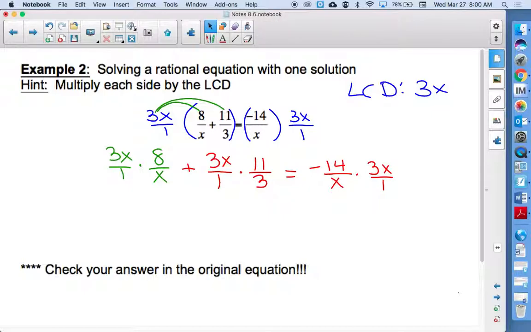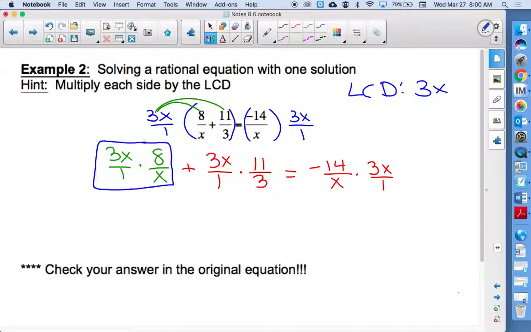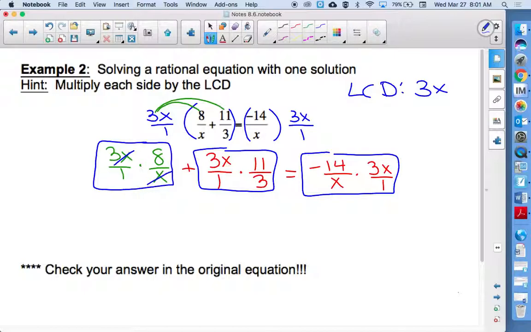So if you look at the pairs of fractions and simplify those pairs of fractions, what would 3x over 1 times 8 over x become if I simplify that? Odette? Just 3 times 8, because the x here and the x in the denominator cancel. And that's our goal. Our goal is to get it out of fraction form.